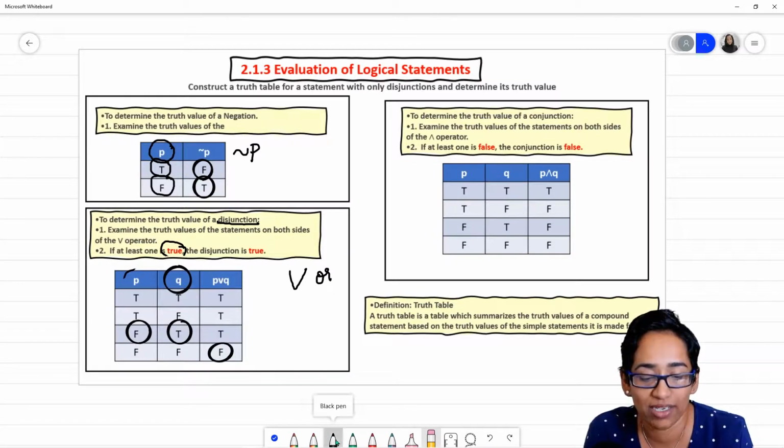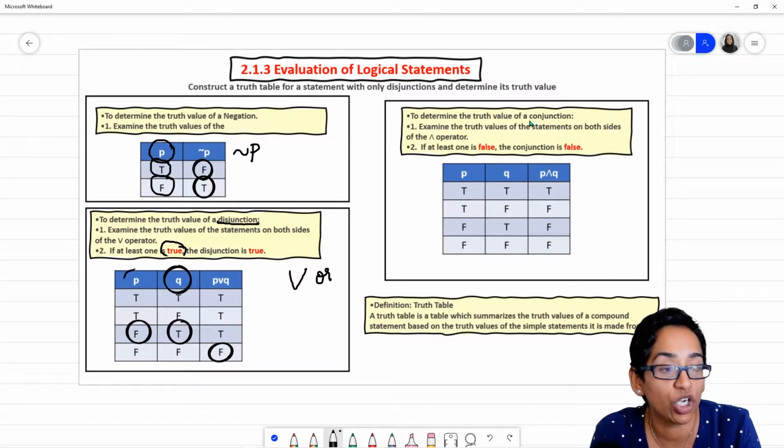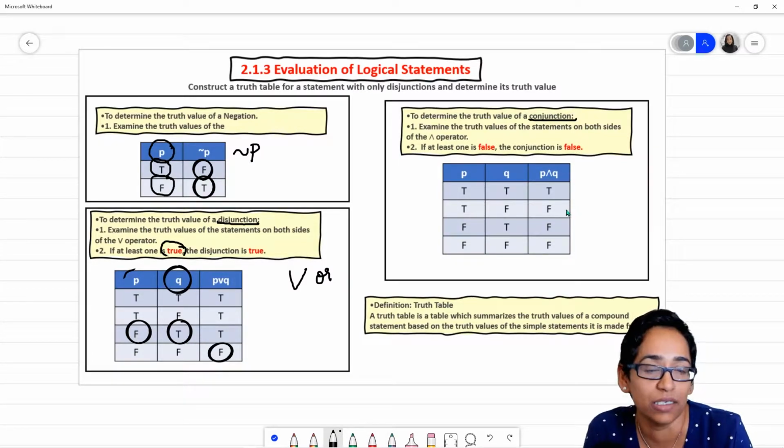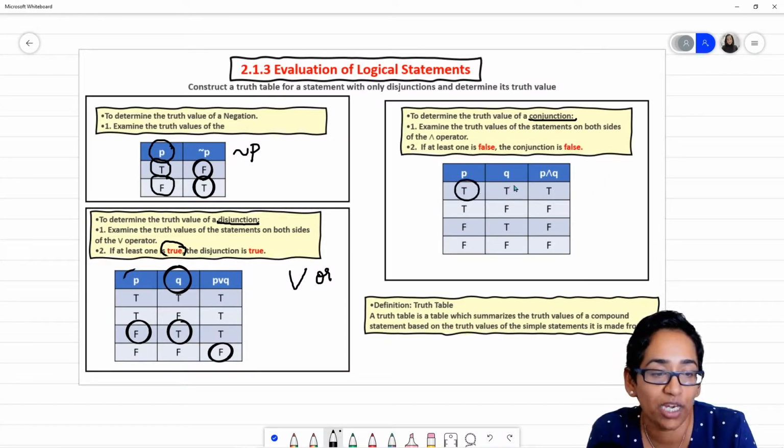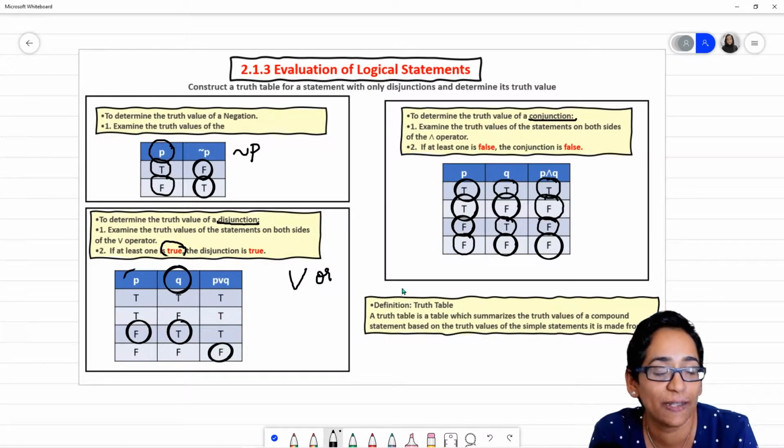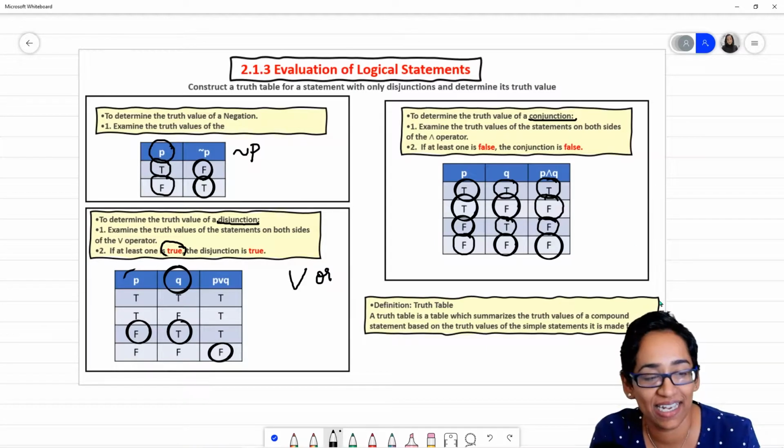All right, now let's go ahead and take a look at conjunction. Conjunction means and. So for the conjunction to be false, at least one of them has to be false. If both the statements are true, the conjunction automatically becomes true. If one of the statements is false, the conjunction becomes false. As you can see, false, true, the answer is false. False, false, the answer is false. Okay? All right, let's take a look at the problems.